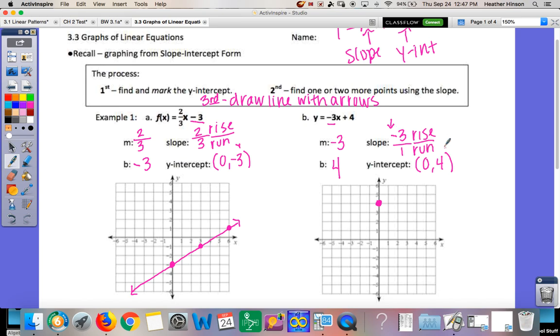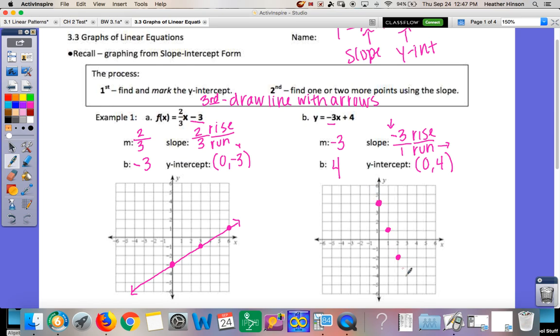Your run is always right, every single time. The only thing that changes is your rise. Your rise can be up or it can be down. The run is always right. So we're going to rise -3. So go down 3, and then we're going to go right 1 for our run. And then down 3 again, right 1.